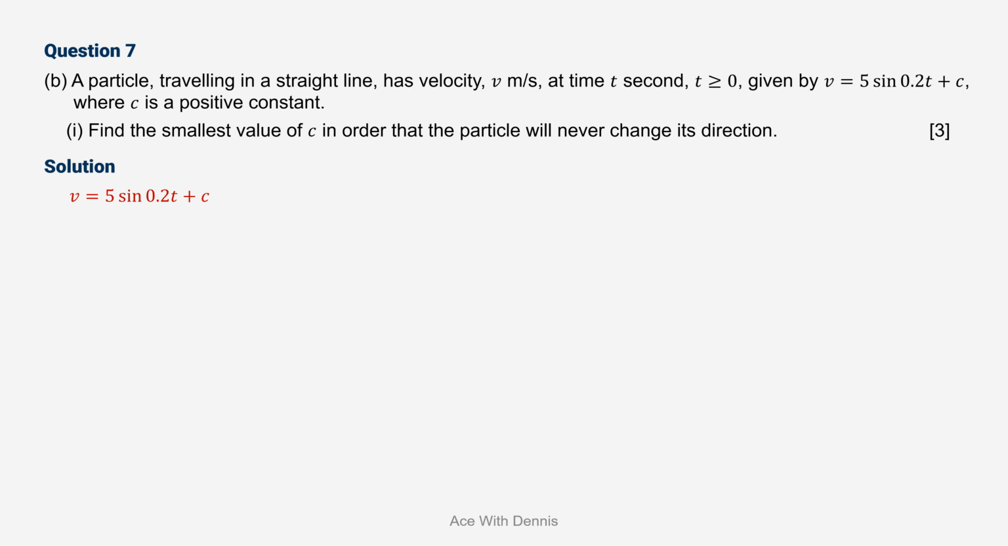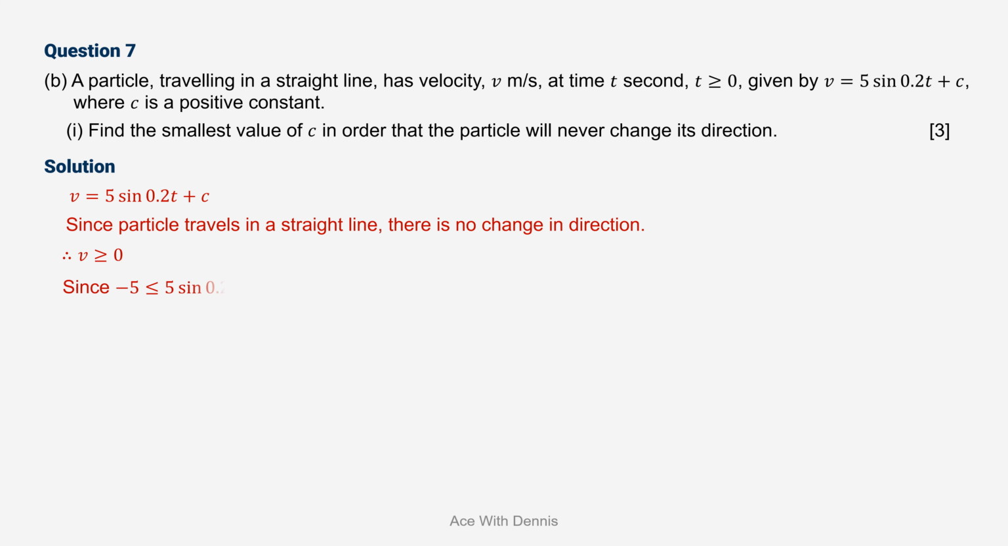Given the equation of the velocity v equals 5 sine 0.2t plus c. Since the particle travels in a straight line, there is no change in direction. Therefore, v must be greater than or equal to 0. And since 5 sine 0.2t will be between negative 5 and 5 inclusive, as this is a sine function, we can add c to all the sides here. The inequality becomes negative 5 plus c less than or equal to 5 sine 0.2t plus c less than or equal to 5 plus c.